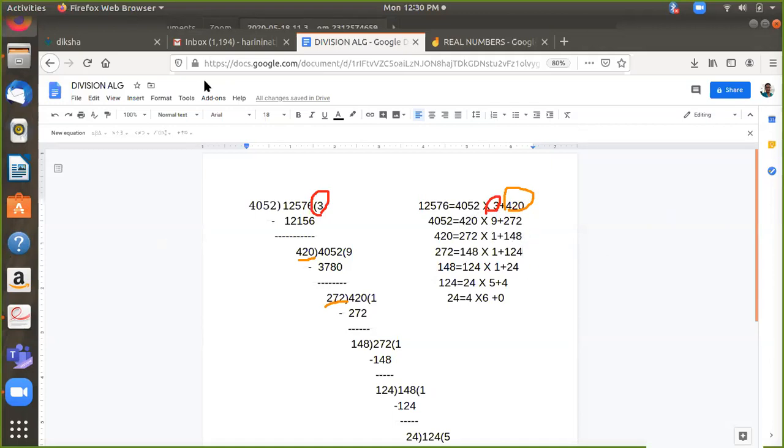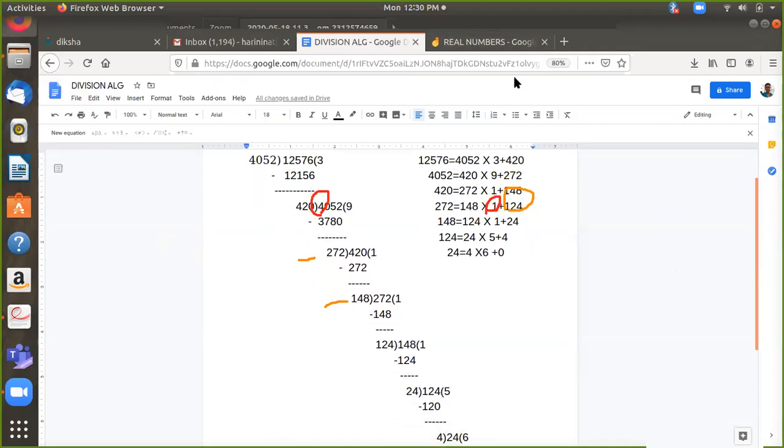So when I scroll down, now see, I have reached 148. I am dividing 148 with 124. So 148 has come down as the new dividend. 124 has become the new divisor. I multiply it with 1 and the remainder happens to be 24. Now again, now 124 has come down as the dividend. I am dividing 124 with 24. So divisor into quotient, which is 5 plus the remainder.